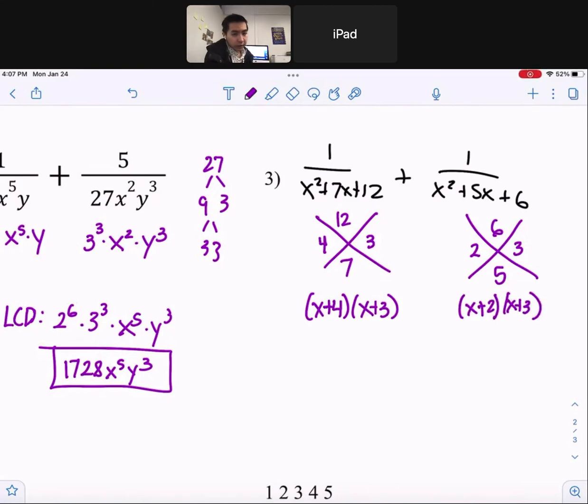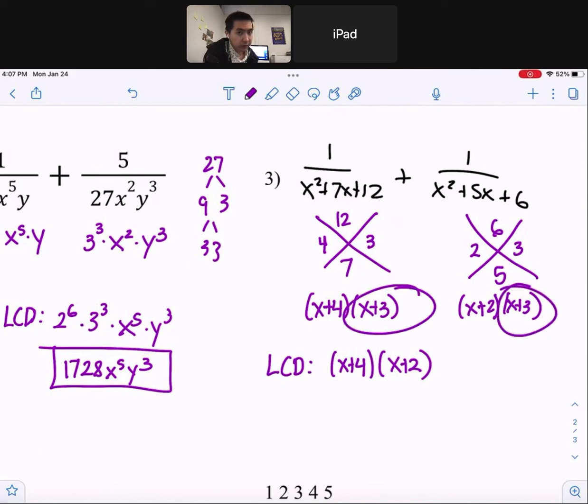Now, this is what you do. Do your LCD. Okay, first off, this is the only x plus 4, so we drop that down. This is the only x plus 2 amongst these two denominators, so we drop that down, and multiply them together. Now, do you see x plus 3 and x plus 3? These are the same, right? So they are equal in degree.